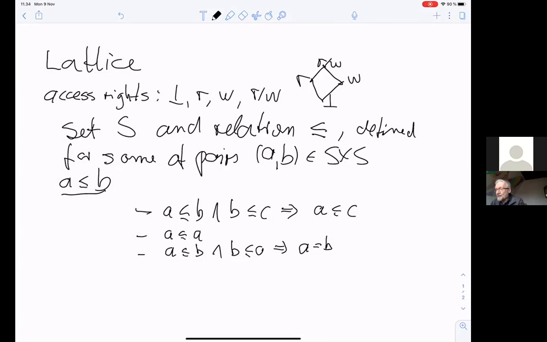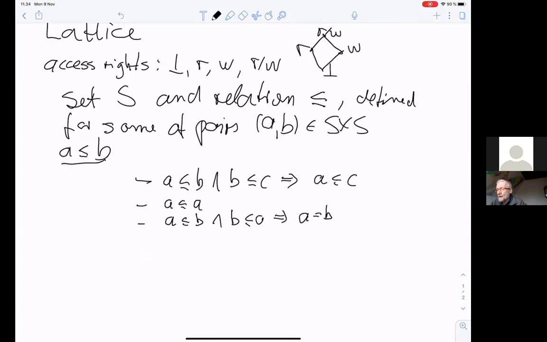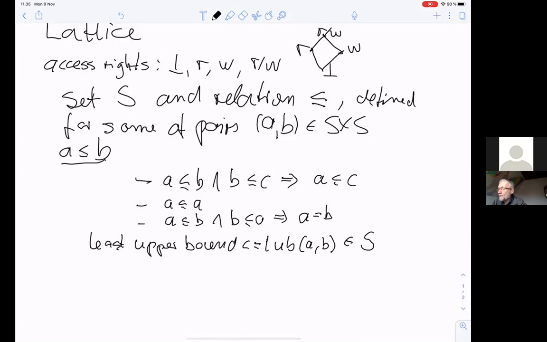But then there are two extra properties which really are what makes a lattice be a lattice. And what they are: we have the existence of something called a least upper bound, also known as LUB, of two elements A and B in my set. And this least upper bound of A and B must be another element in that same set S. So let's call it C, just for now.